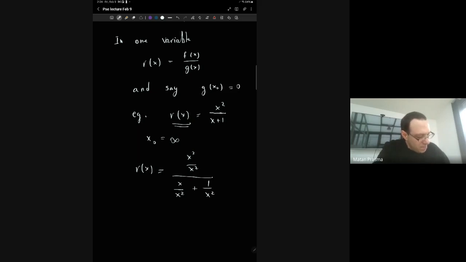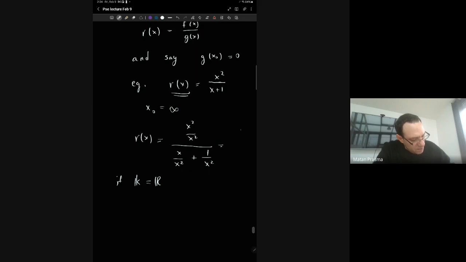And then if the ground field is the real numbers, I can say this is 1 divided by 1 over x plus 1 over x squared. And when x tends to infinity, 1 over x tends to 0, and 1 over x squared also tends to 0. So I get 1 over 0 plus 0, which is infinity. So I would define R at infinity to be 1 over 0, which is infinity.